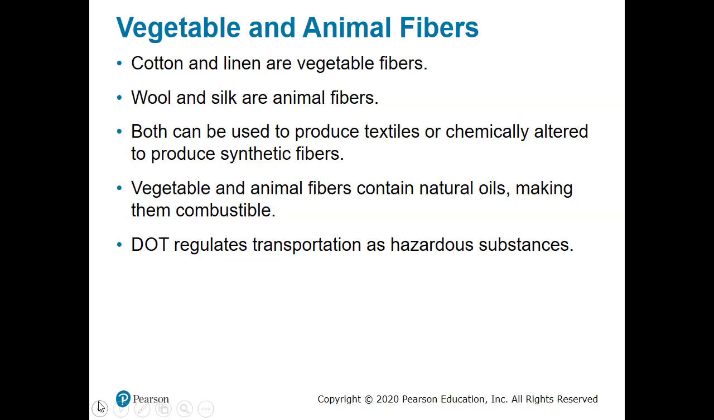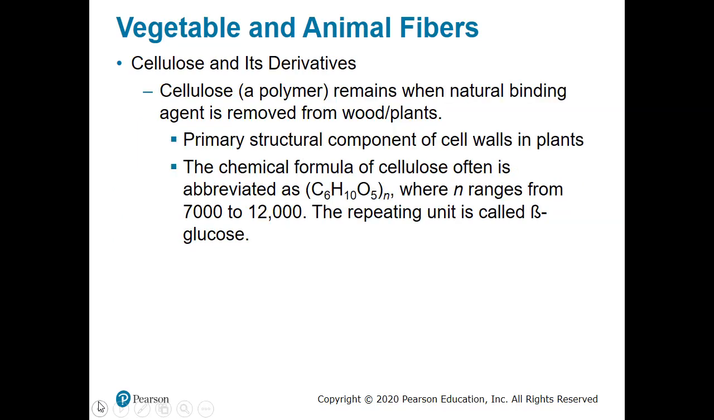Now, regardless of the source of fiber, we can make textiles from them directly, or we can do some chemical alterations to the natural product to produce synthetic fibers. Now, because they come from natural sources, these textile precursors are going to have natural oils because, again, they were associated with a living thing. The natural oils come from that living thing. And as a result, they are flammable, or at the very least, combustible. And because of that, DOT regulates that you have to mark them as such. Depending upon their flammability and their flash point, they have to either be marked as combustible substances or as flammable substances. The first one we're going to talk about in depth here is cellulose.